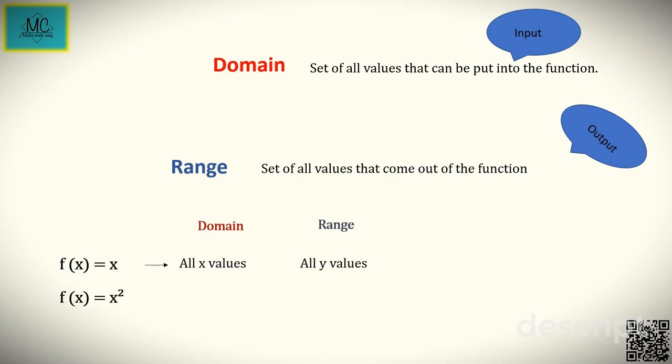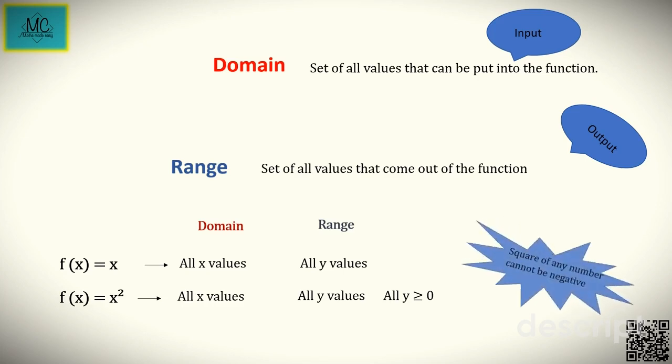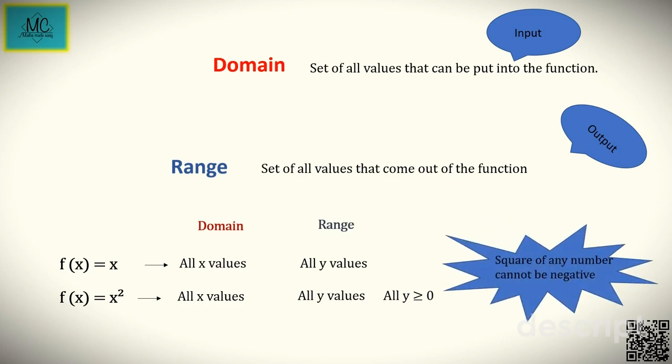Now, on the other hand, if you consider the function f of x is equal to x squared, the domain of this function is all possible values that x can take, which is any value. The range, however, is all the y values greater than or equal to 0. This is because the square of any number can't be negative. So the output of the function will always be non-negative.